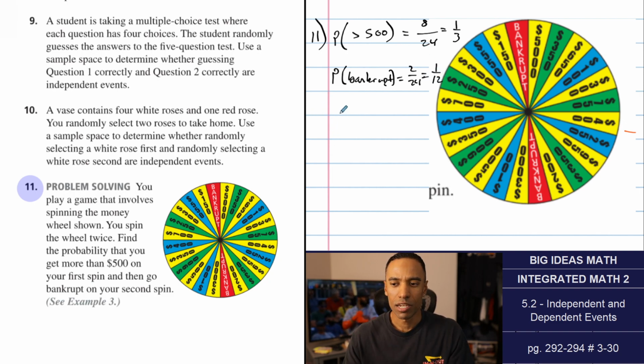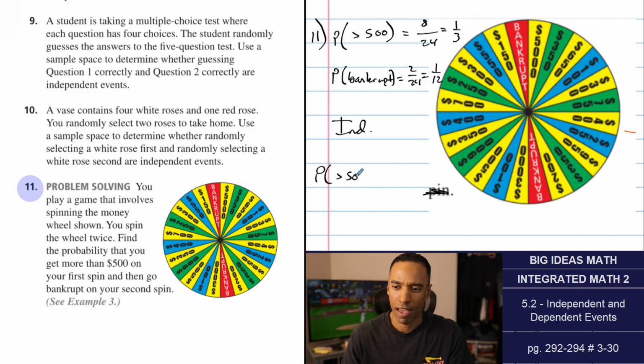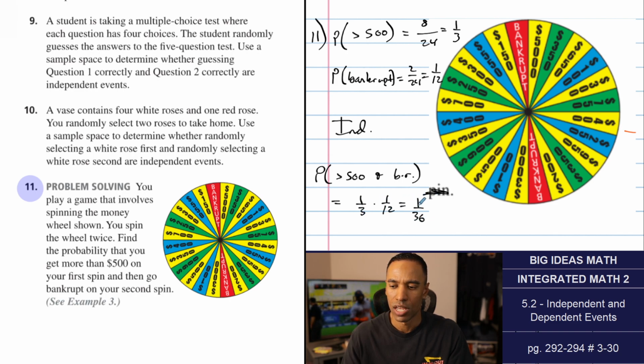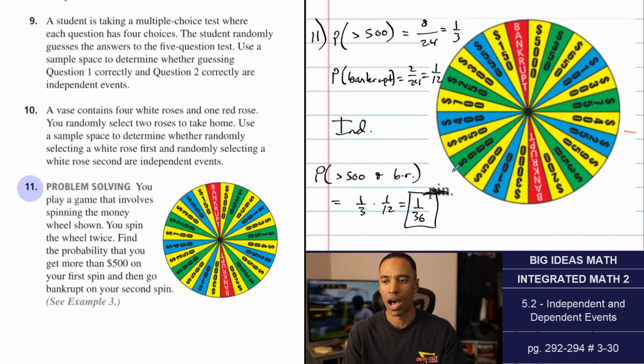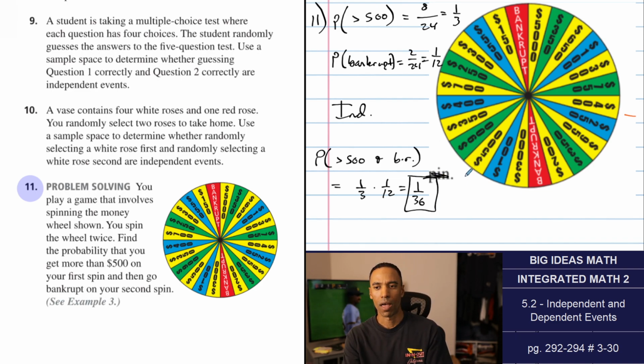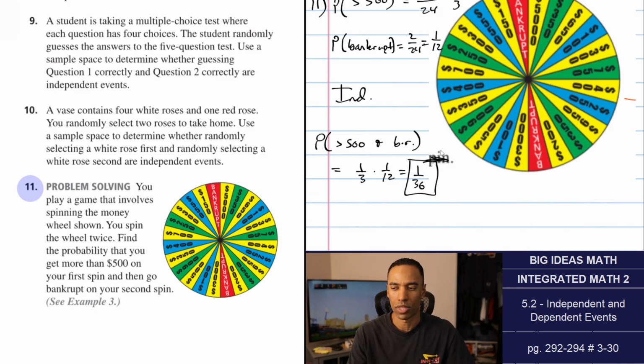So these are independent events. These are independent. Therefore, the probability of greater than 500 and bankrupt is going to be the product of those two straight up. 1/3 times 1/12, and that's 1/36. You have a 1/36 chance of getting something more than 500 on the first one and then going bankrupt on the second one, of those two things occurring.